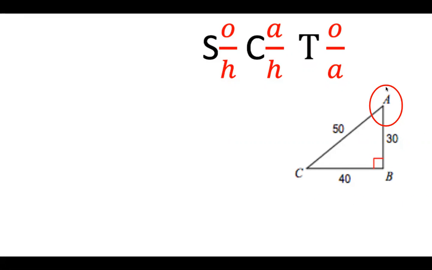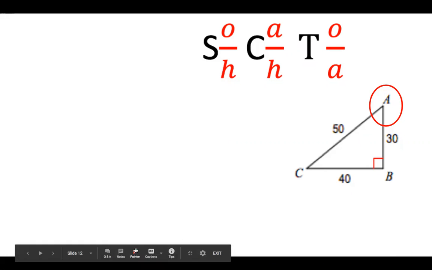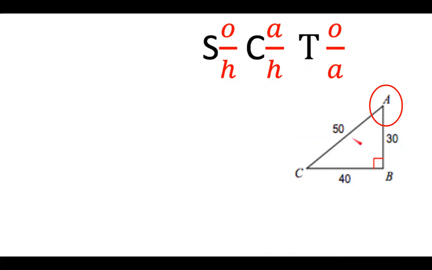So right now I circled my angle A in this picture because I'm going to be asking you questions about angle A, like what is sine of A or what is tangent of A. The first thing you want to do is usually circle the angle that we're looking at and then label your sides. So for example, the side opposite of the right angle, or the longest side, is called your hypotenuse. So we put an H right there.